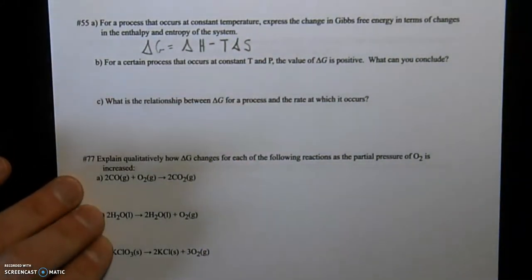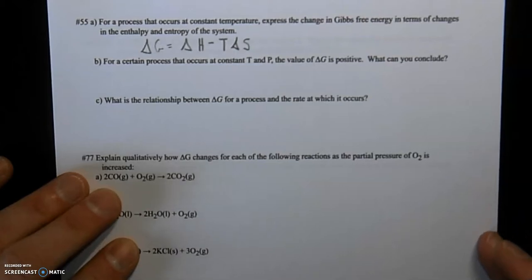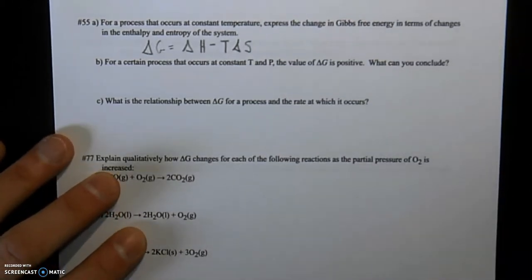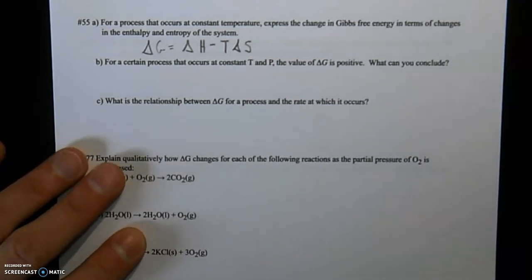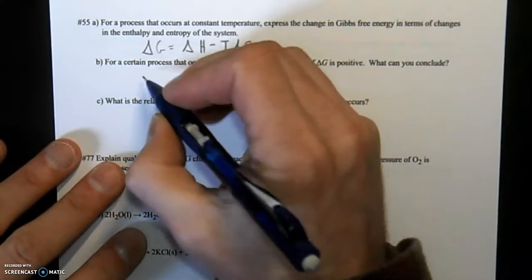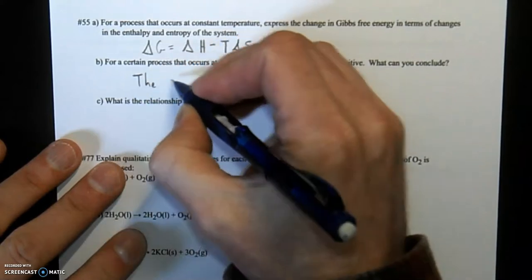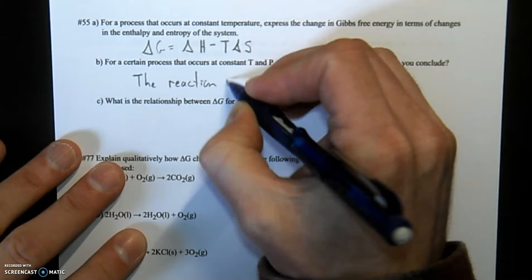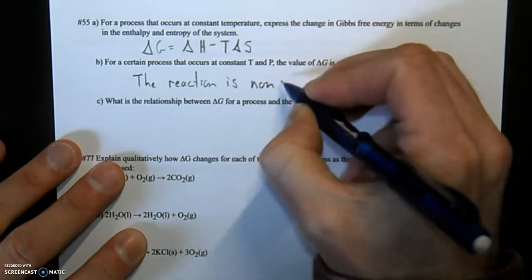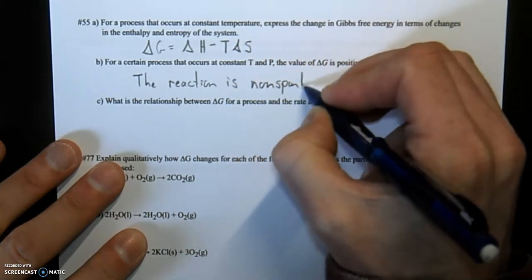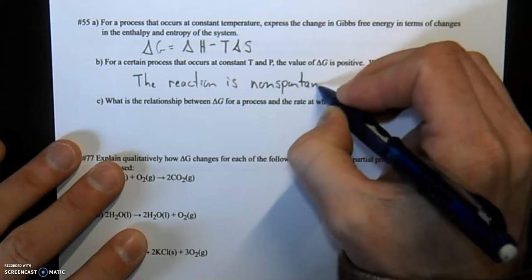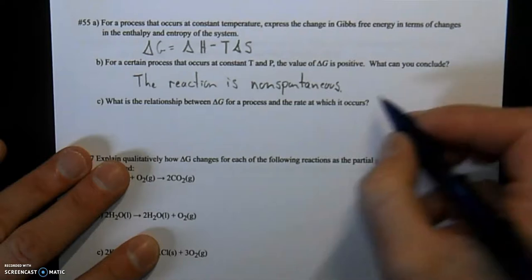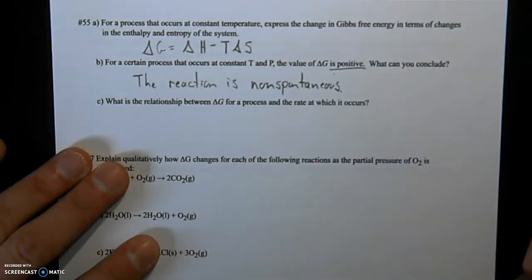And looking at part B, for a certain process that occurs at a constant temperature and pressure, the value of delta G is positive. What does that mean? Well, I think it means the reaction is non-spontaneous. And again, it's non-spontaneous in the forward direction. If it's going to be positive, it's non-spontaneous in the forward direction.